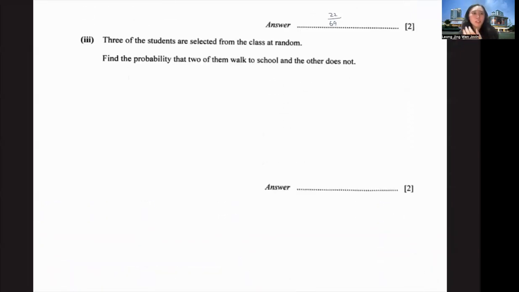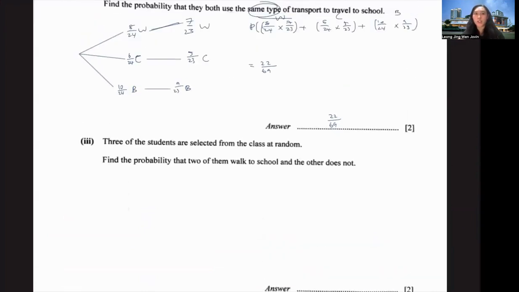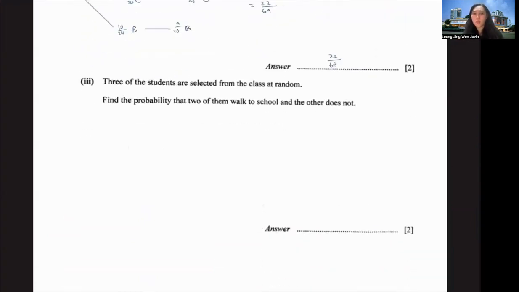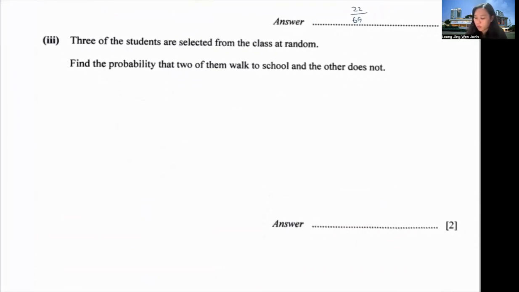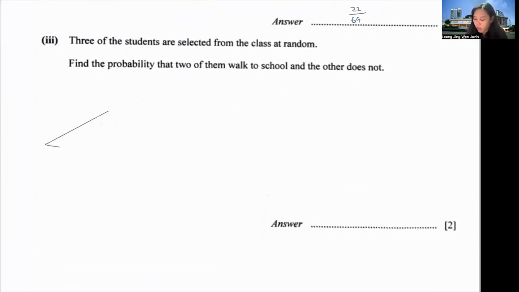Okay, let's look at part 3. So 3 of the students are selected from the class at random. Find the probability that 2 of them walk to school and the other does not. Okay, so it's very similar to the question above, but now instead of 2 students, it's 3 students. So what can I do? Maybe I can try and work out my probability tree first.